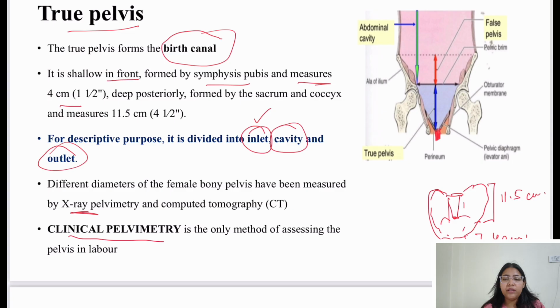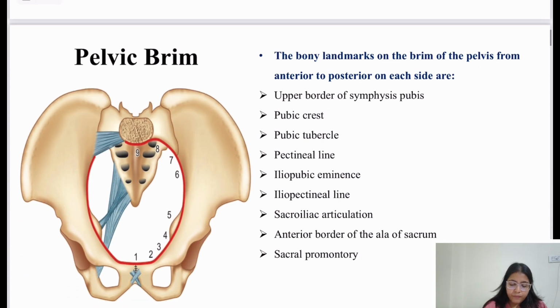Along with the AP diameter, we see some of the structures around to see if the pelvis can accommodate the baby during its process of delivery, and then we comment if the pelvis is adequate for that baby or not. Okay, so we'll learn it now.